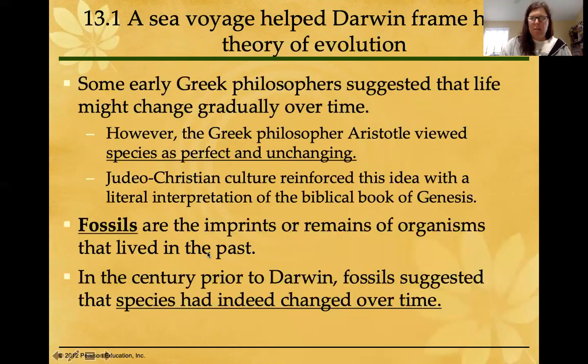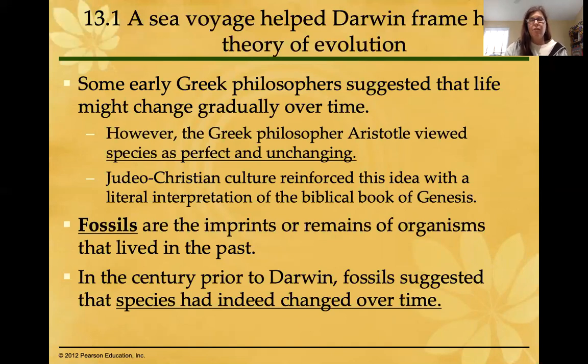And so if we talk about some of the earlier concepts, we have talked a little bit about them in another PowerPoint. We know that some Greek philosophers suggested that life might have changed gradually over time. However, the Greek philosopher Aristotle viewed species as perfect and unchanging. And then we have the Judeo-Christian culture, which reinforced this idea with the literal interpretation of the biblical book of Genesis. And again, if all of these organisms were created by God, they would be perfect, and so they wouldn't change.